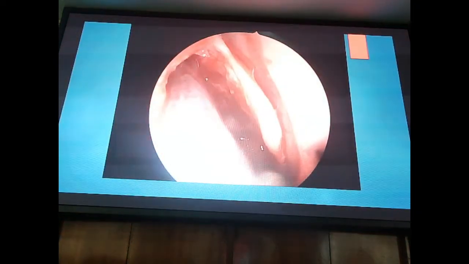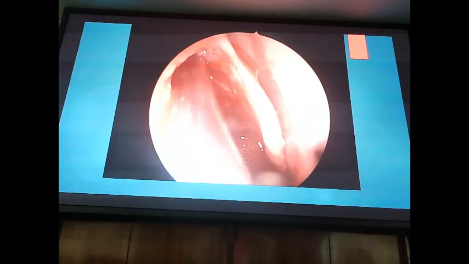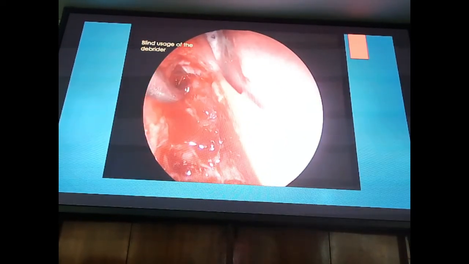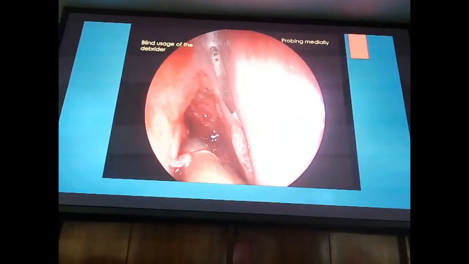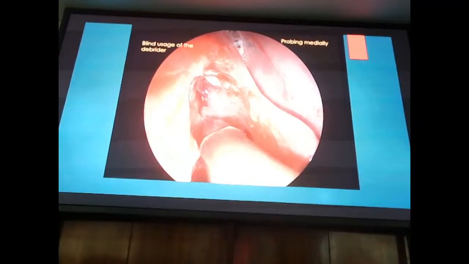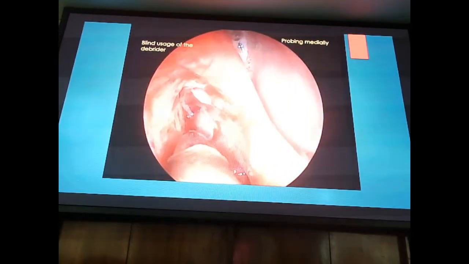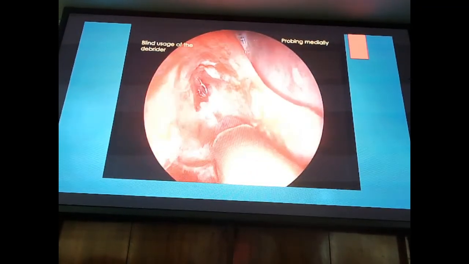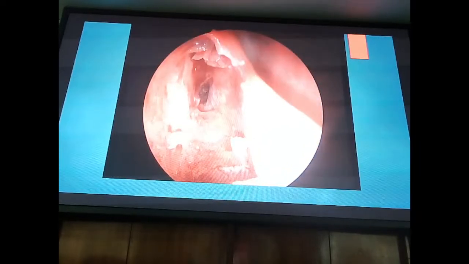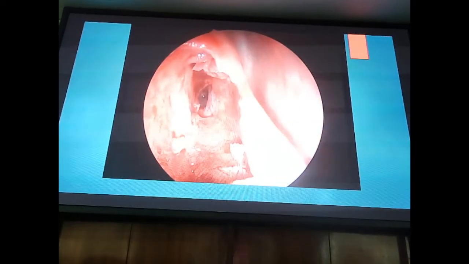Now I want you to carefully see this video. So this surgeon, what he is doing is, there is a blind usage of the debrider. The surgeon is probing medially, and what are we seeing here? A CSF leak. You can see the pulsation of the brain.